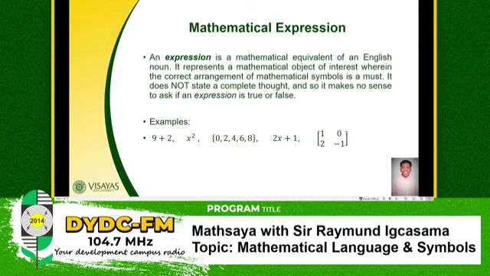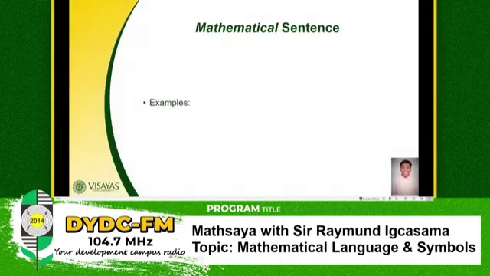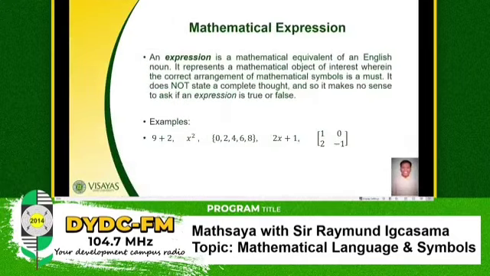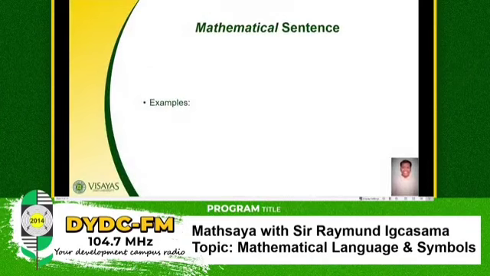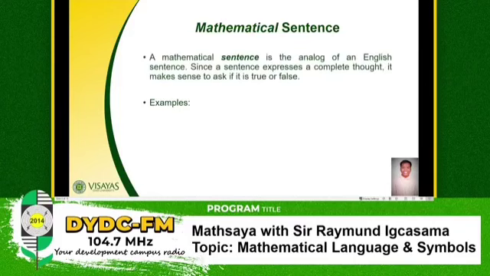Now, here are some examples of types of expressions in mathematics, commonly referred to as mathematical objects. We mentioned lately that a mathematical expression is the equivalent of an English noun. So these are the mathematical objects: the numbers, the sets, the functions, the ordered pairs, the matrices, and even vectors. Now, a mathematical sentence, on the other hand, is the analog of an English sentence.